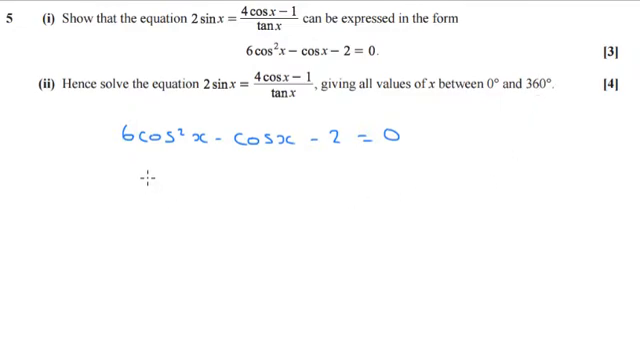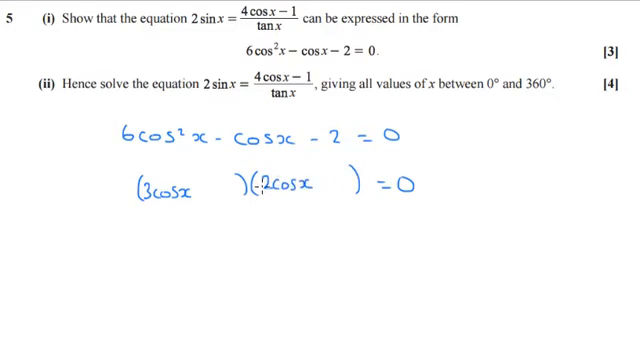So in order to solve this quadratic looking trig equation, first thing is to check if it factorises, because if it factorises, that's going to save us an awful lot of effort. So it's either going to be a 6 and a 1 or a 3 and a 2. I'm going to try 3 and 2 first, just because it's slightly more common an answer.